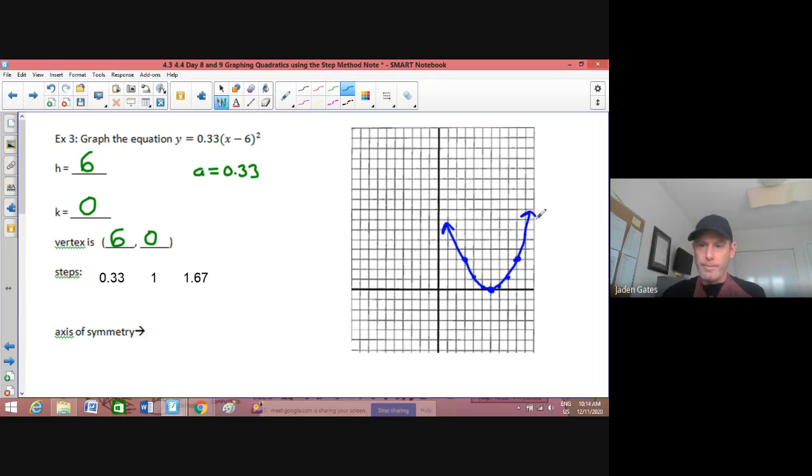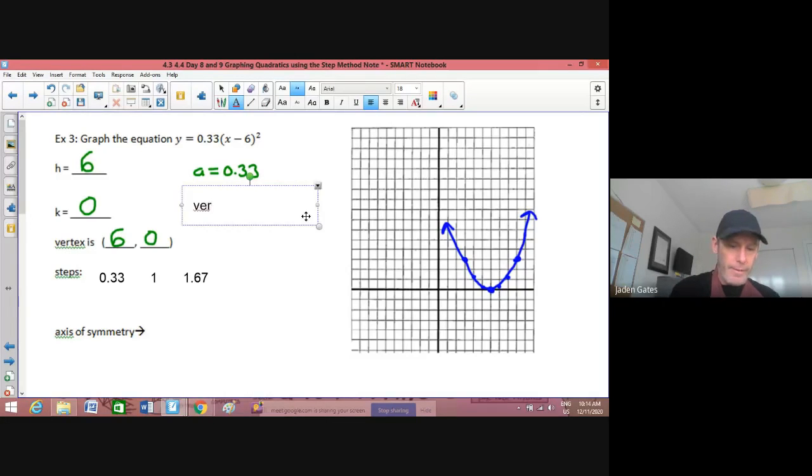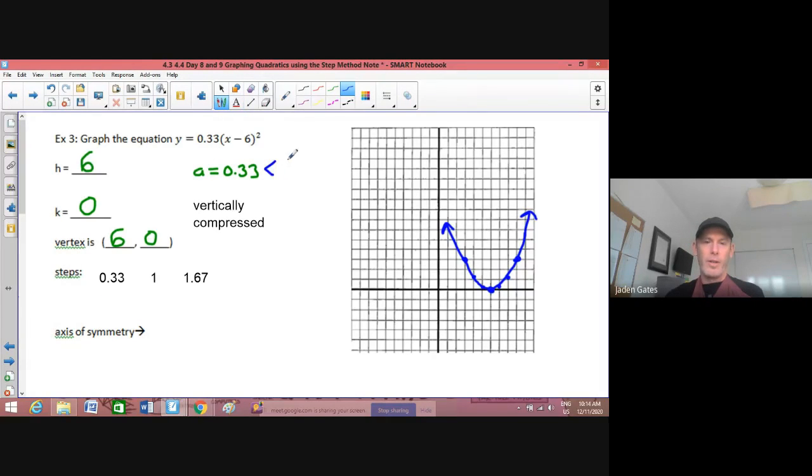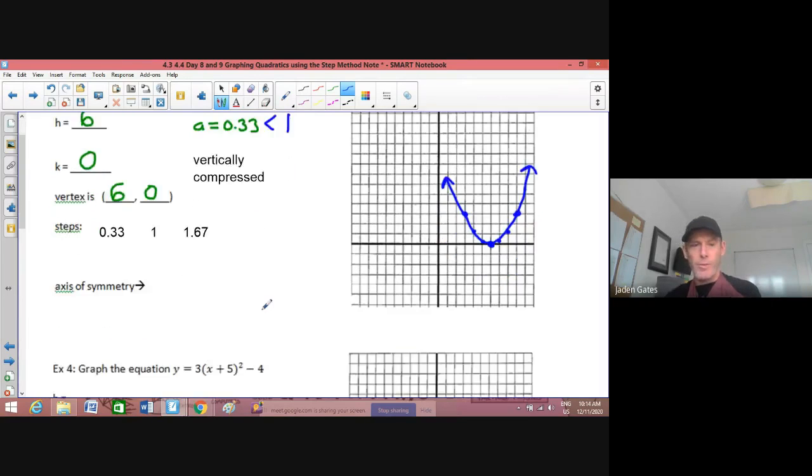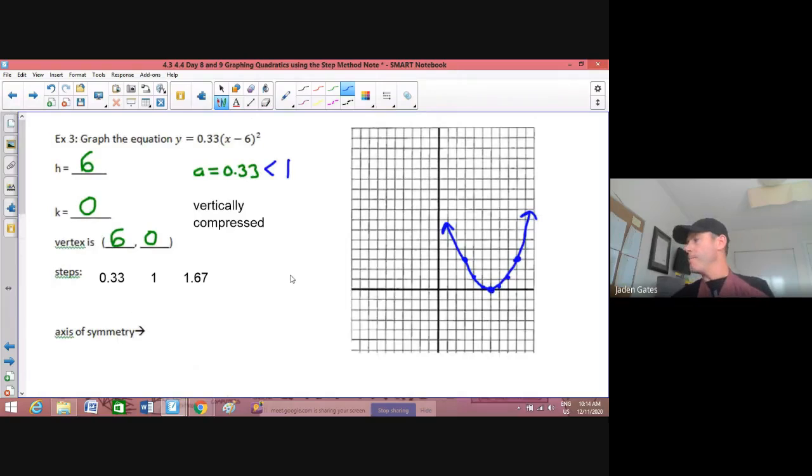Which again, is going to be vertically compressed. There we go. Again, if I just look at the a value, it's less than 1, the number. So I know it's got to be vertically compressed. Or you can look at the graph. But sometimes that can be misleading. All right, now, next up.